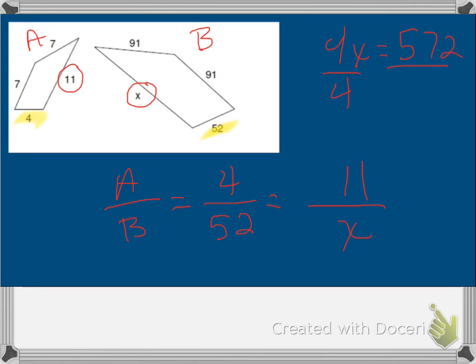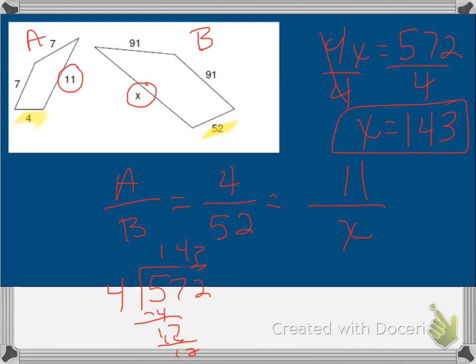Then I'm going to divide both sides by 4. So 572 divided by 4, I'm going to need a little bit of work for. That would be 3. Nope, sorry, that would be 4. 16, 143. So X would then be 143, would be the measurement of that side of that trapezoid.